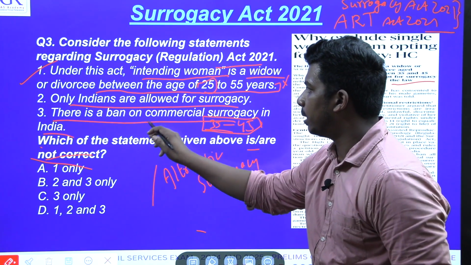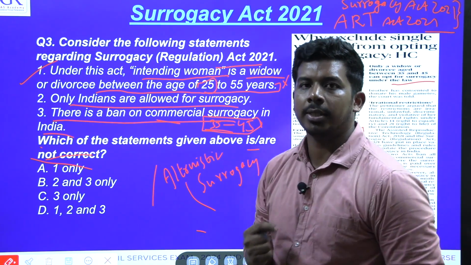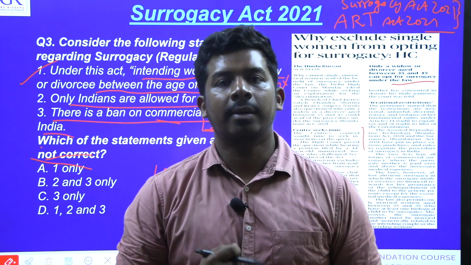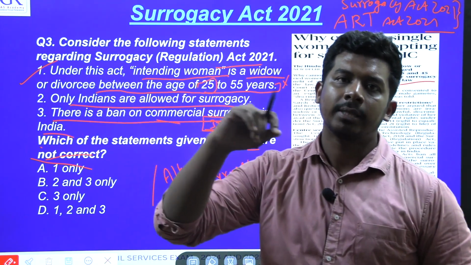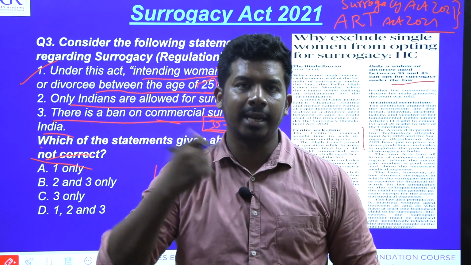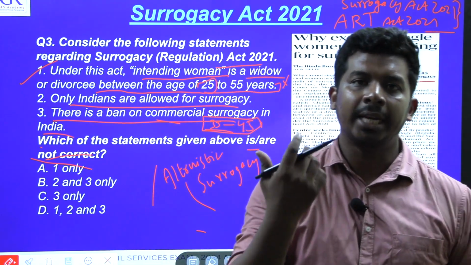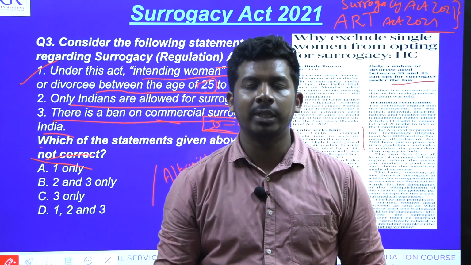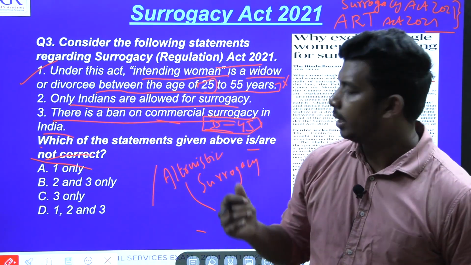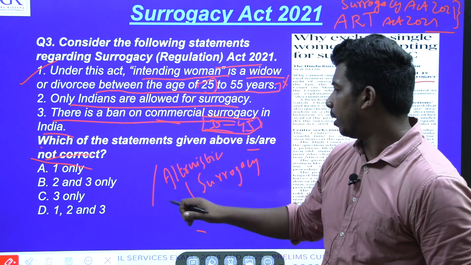What is commercial surrogacy and what is altruistic surrogacy? Commercial surrogacy is when someone is ready to bear someone else's baby, someone else's fertilized egg, for the purpose of money. They do not have any relation with them. They don't want to do any benefit to them. They just want to earn some money. That is commercial surrogacy. What is altruistic surrogacy?